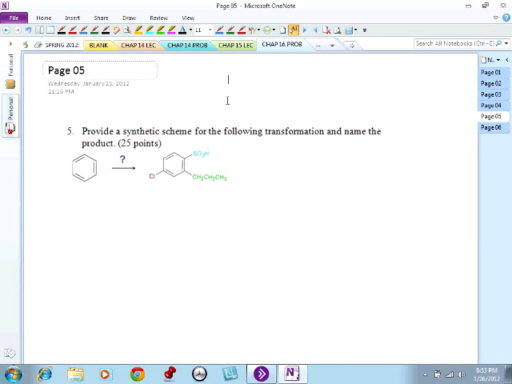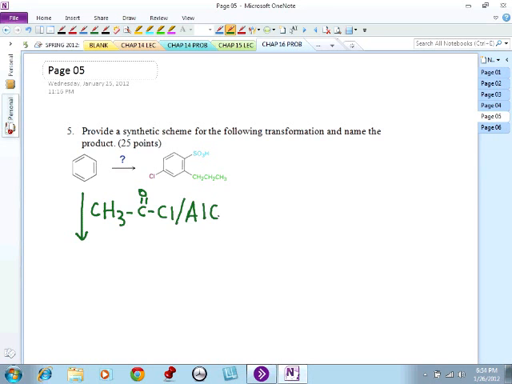Let me see. Emma, go ahead. Read the question first. Provide a synthetic scheme for the following transformation and name the process. Okay, now go ahead. So I first did Friedel-Crafts acylation. Why did you do that? Because I wanted to put a ketone there so I could then get the chlorine attached to it, so I did chlorination next. Okay, very good.